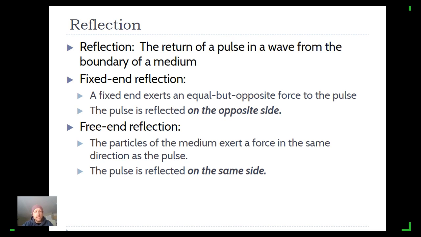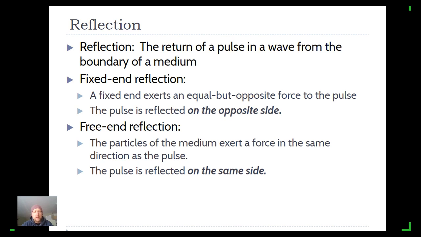And so the first one was the fixed end reflection. We might not have focused specifically on all the interactions. We were looking more at what the names of the different parts of the waves were called. But in a fixed end reflection, you're going to have one part that's just going to be stationary. A fixed end exerts an equal but opposite force to the pulse, and the pulse is reflected on the opposite side. We're going to take a look at that in just a moment too, what that actually looks like.